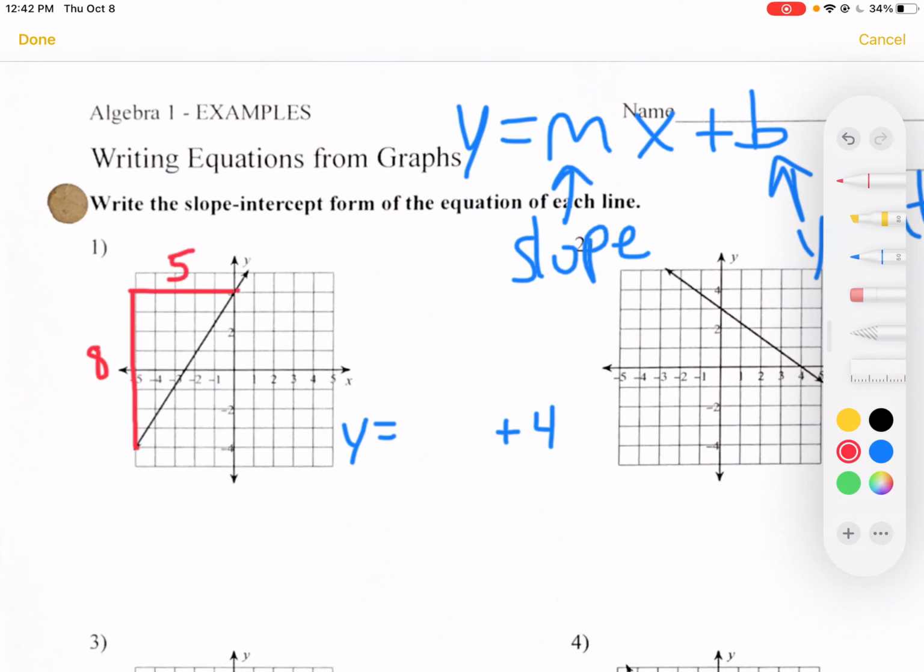So my slope is 8 over 5, and then I need to have that x in there with the slope. So I have y equals 8/5 x plus 4. That's the equation for that line.